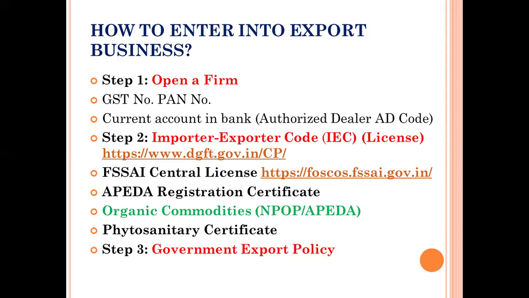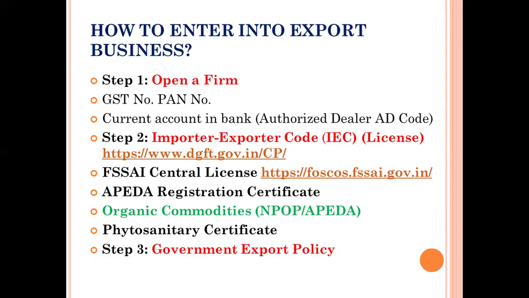Next, you need to have a GST number and a PAN number. Next, you need to have your own bank account, right? And the bank should have the AD code. AD is nothing but an Authorized Dealer code that you should have. Next, after doing the registration or the opening of the firm, the next thing you can go for is the importer exporter code license. So these are the three or four certificates you should have before going for the export business.